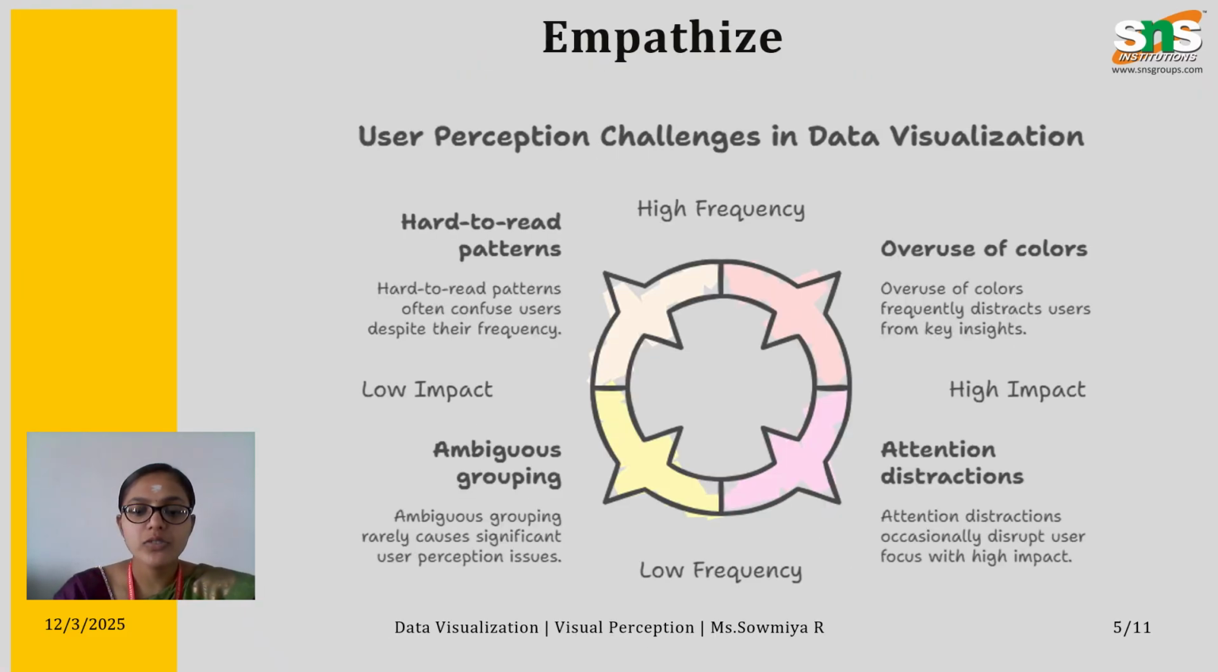In the empathize stage, we try to understand how users visually interpret the dashboards we design. We observe where their attention goes first, which elements confuse them, whether they can spot the patterns immediately, and how they react to cluttered visuals. Different users have different levels of visual comfort. Some may struggle with color differences, some with alignment, and some with clutter. By empathizing, we learn how perception differs from person to person and how we can design visuals that work for everyone.